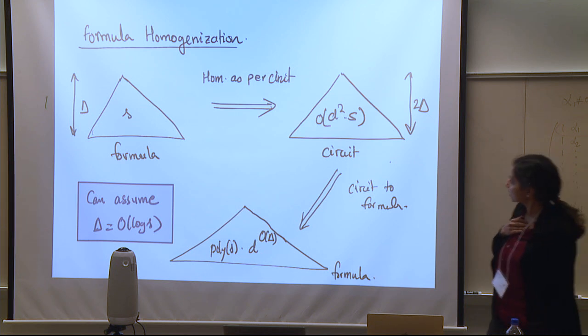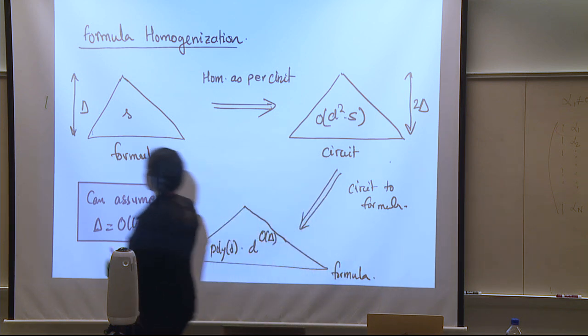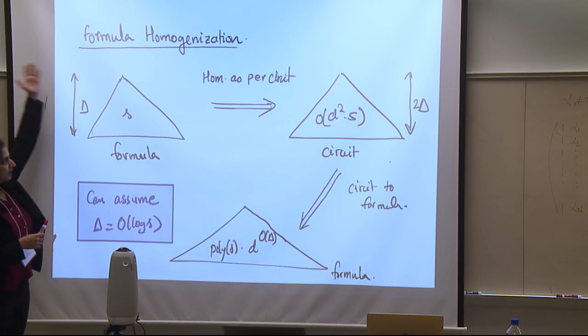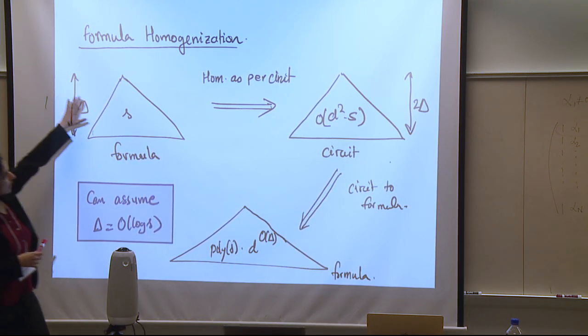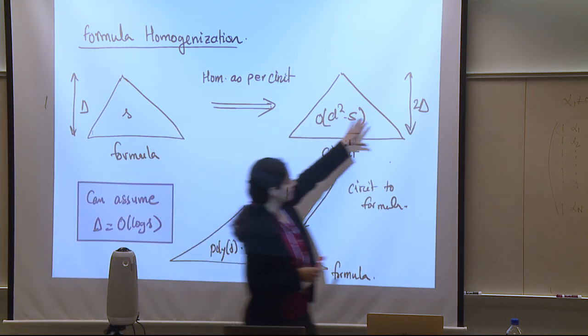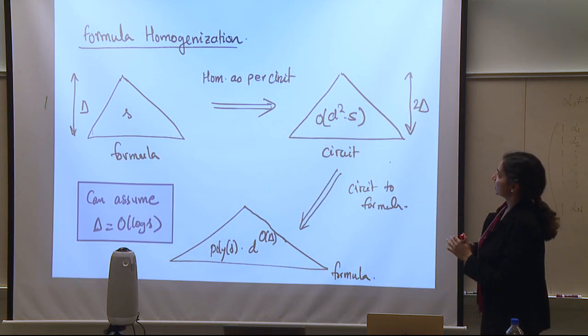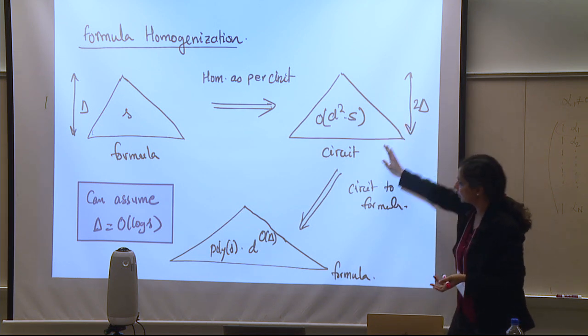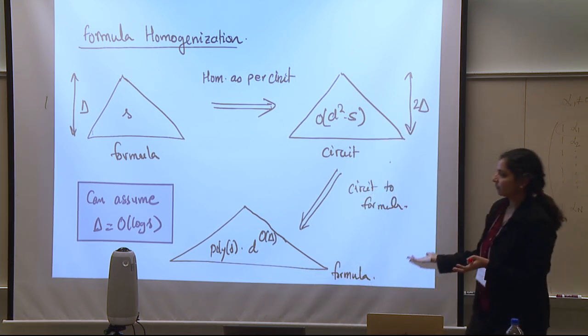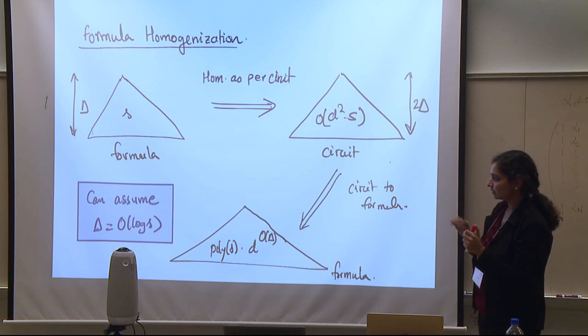Actually, let me say it more carefully. So delta is growing; it's very large. Then circuit to formula will just happen as is. Formula to circuit conversion in homogenization will work as is, and then you blow it up, and you get a formula of humongous size.